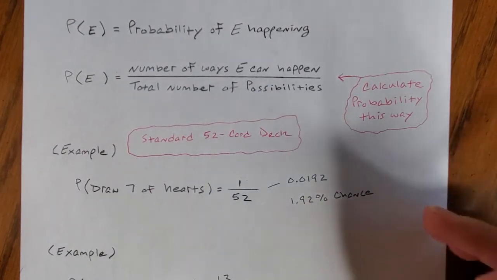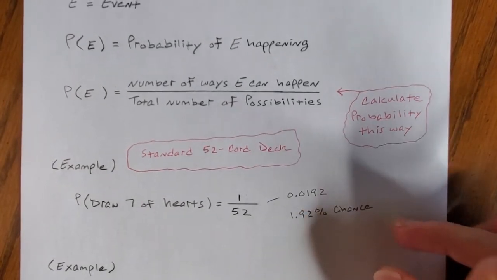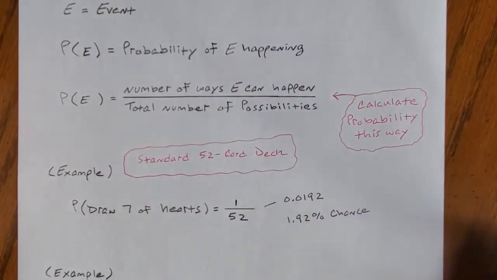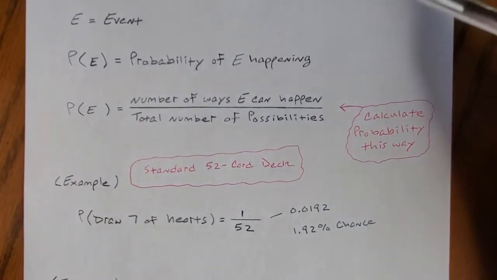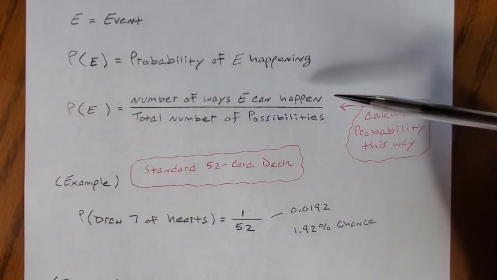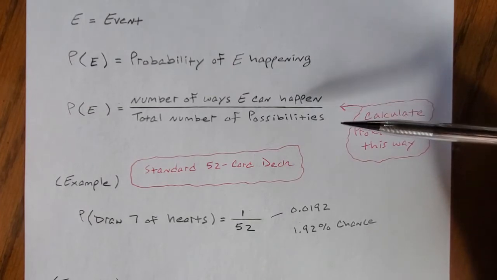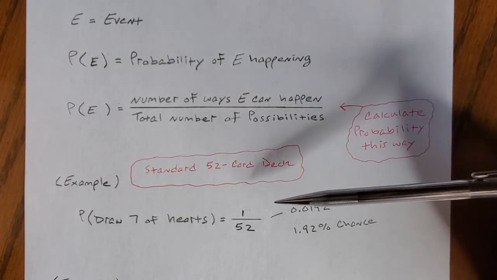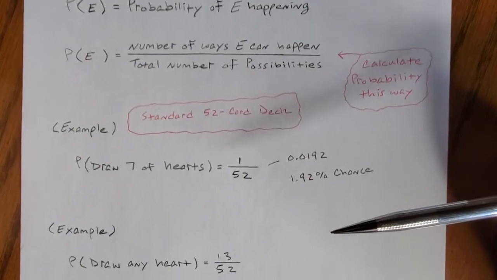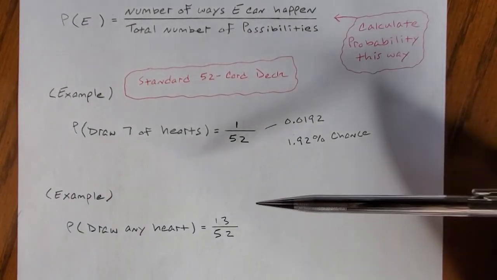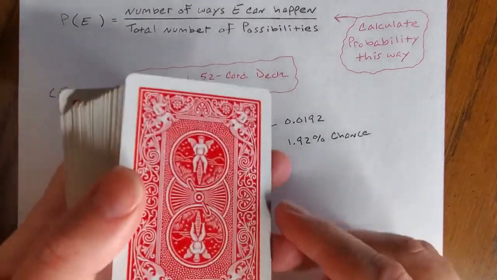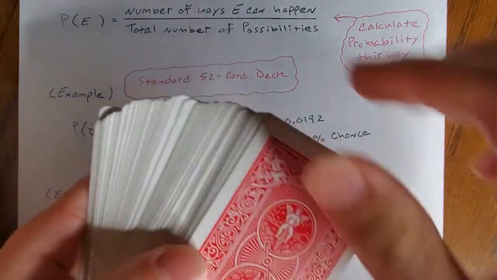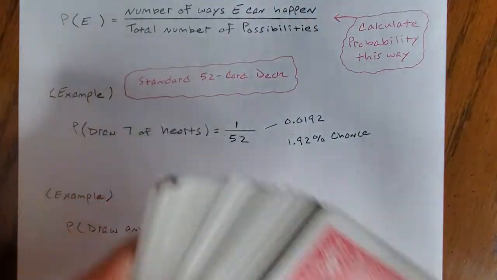Anyway, okay, so there's my first example of this. Now, could we talk about events, event E, where event E can happen in more than one way? Here, drawing the 7 of hearts, there's only one way that can happen. So what about this? Suppose you've got your deck right here. What's the probability that you pick any heart? Like you just draw a card and it's a heart at all.